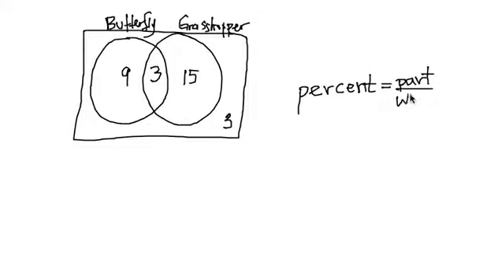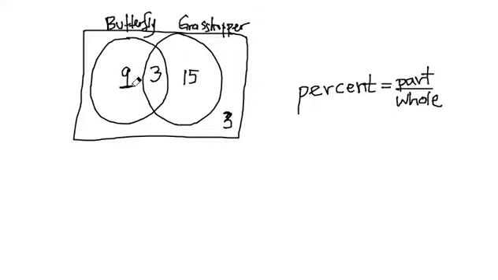So what is the part that we're looking for here? Well, the question asks us to find the percent of students that study butterflies only. So based upon the Venn diagram, we see which number represented here, the 9, the 3, the 15, or the 3 here in the corner, represents students that only study butterflies. That would be the 9.